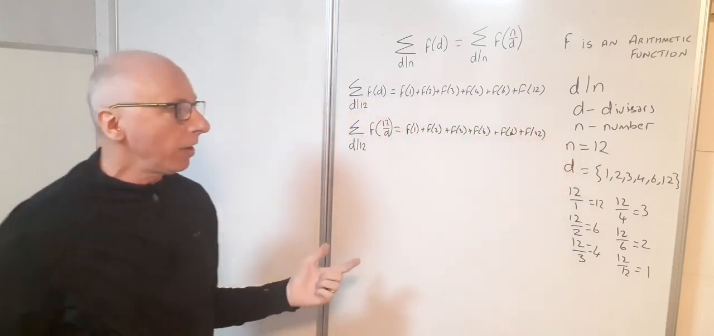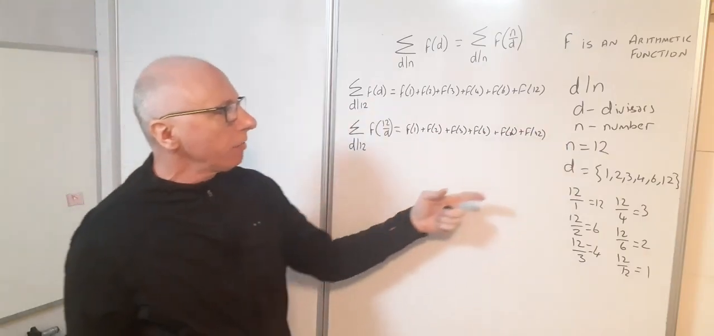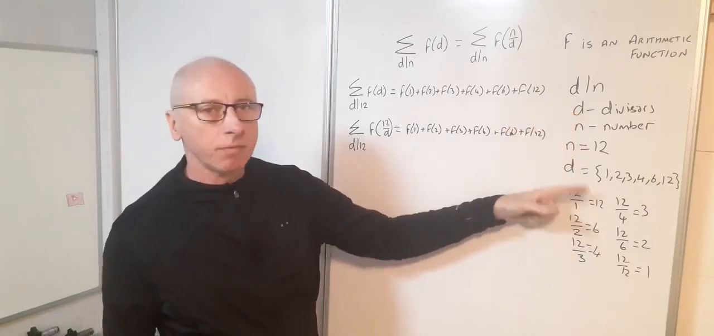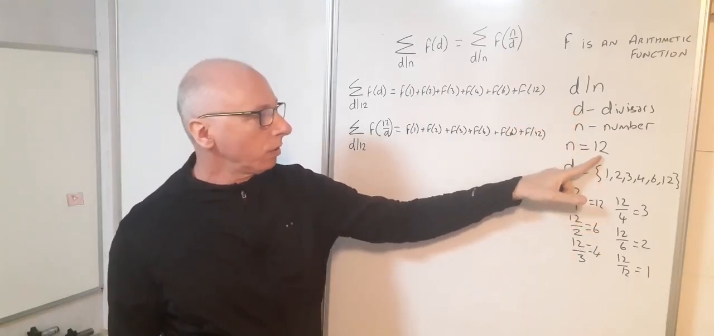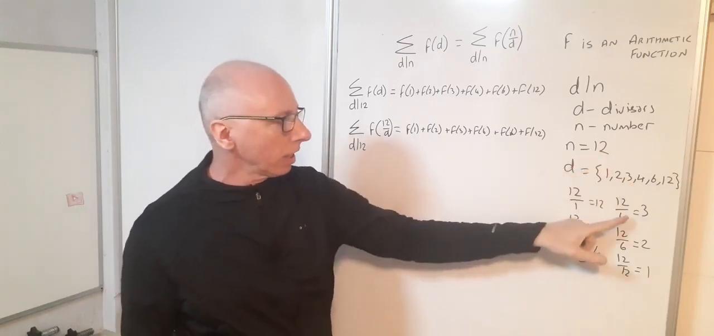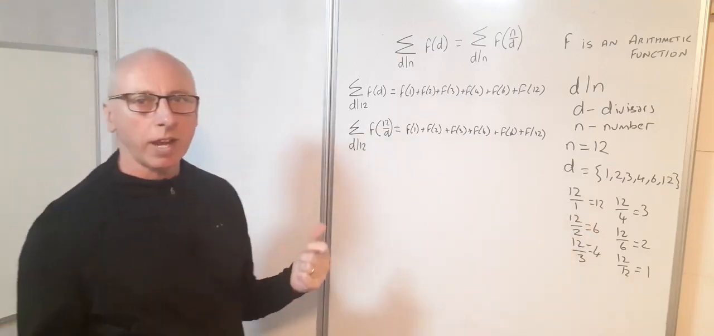Now, will that work for every number? Well, it's going to work for every number because every number is divided by its divisors. And then if you take the inverse of each one of those, so 12 will give you 1, then 12 to 2, 12 to 3, that's going to give you the reverse order of the divisors in the first place. So that works for every number.